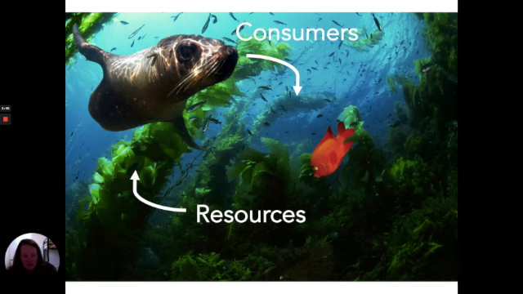In about the 70s, there was this new idea, which is that predators can also control biomass distribution in ecosystems through cascading effects through their prey all the way down to primary producers. So here I have this little seal who is exerting consumer or top-down control on its prey.